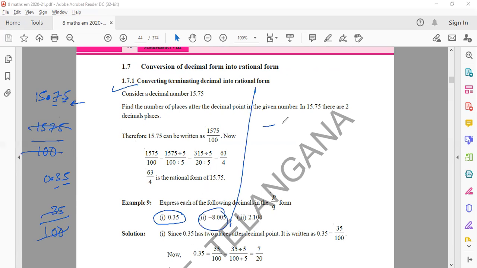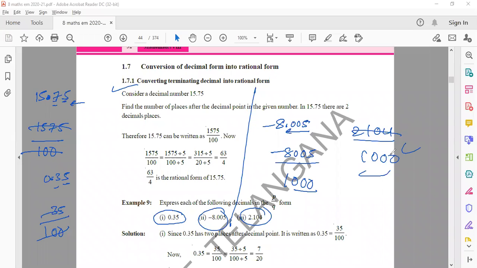Then one more, minus 8.005. We have three decimals, so as it is 8 by 1000, you write it over 1000, because three decimals means 1000. So this is the same, 2104 by 1000 you write. Then give the answer. Then make the cancellation till the end.